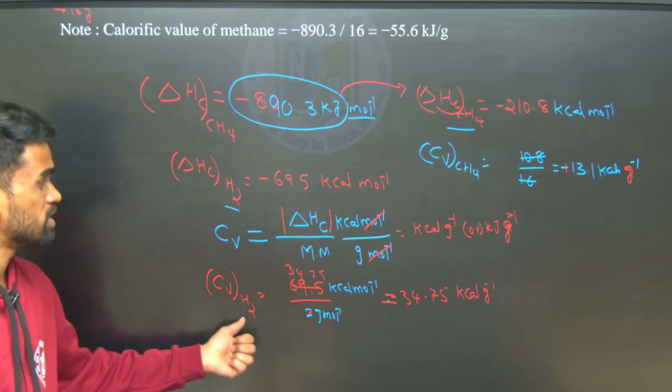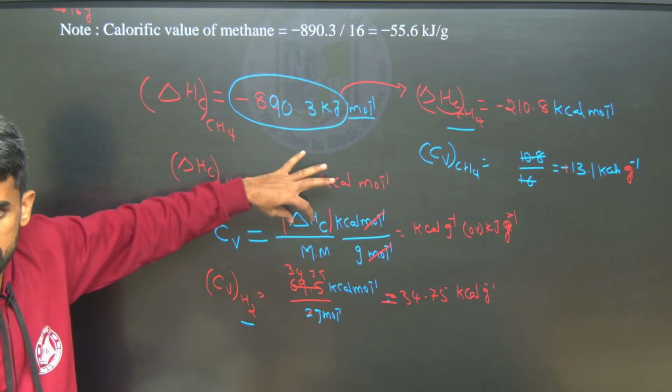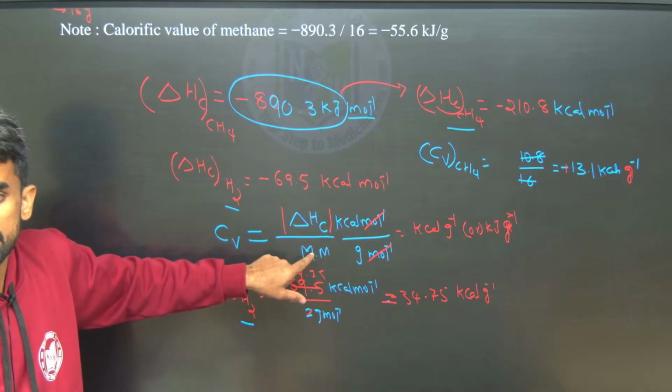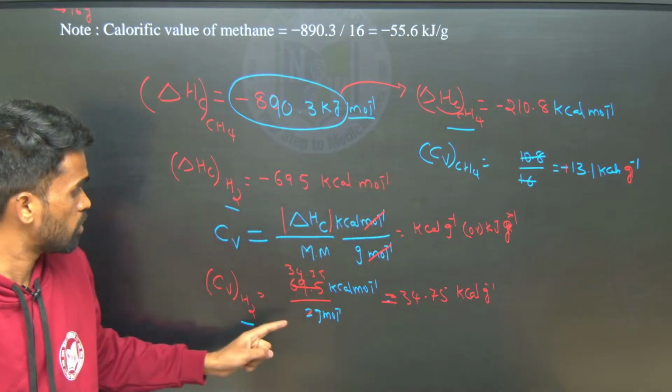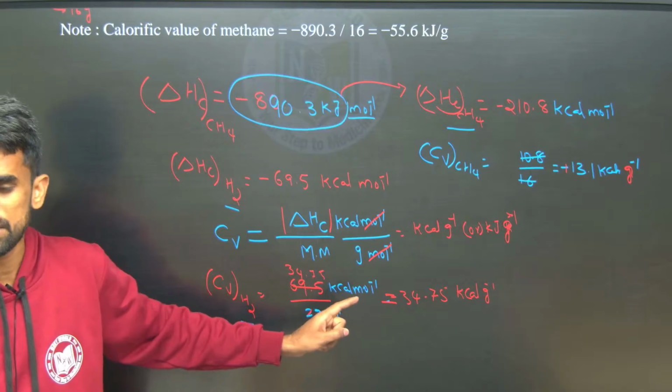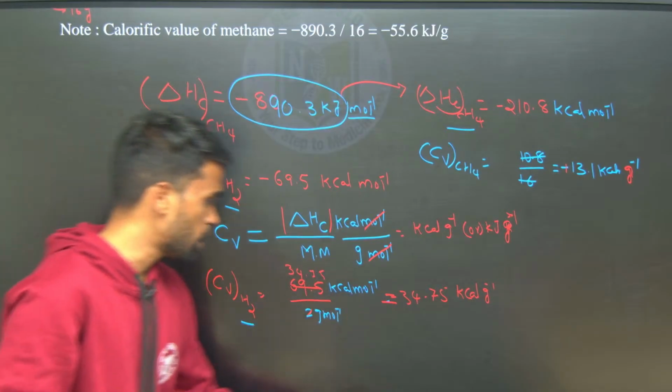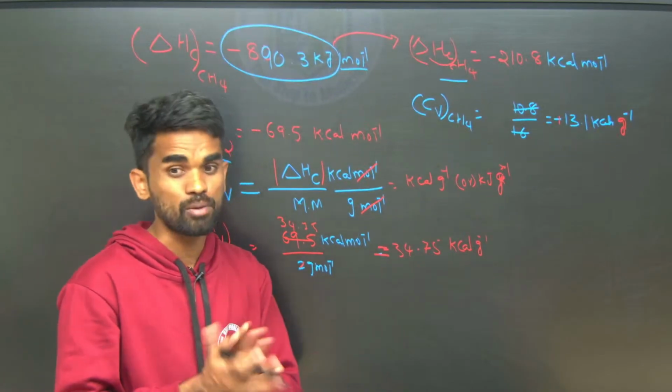34.75 means hydrogen. Whatever may be the heat of combustion, calorific value means that divided by its molar mass. So the greater the calorific value, the greater is the efficiency of that fuel. Okay, so now let us interlink this to our daily life application also.